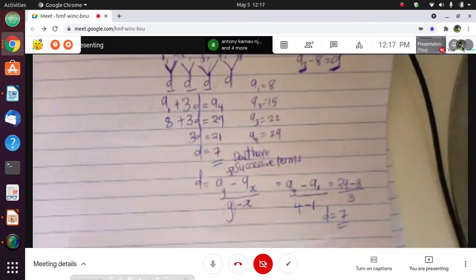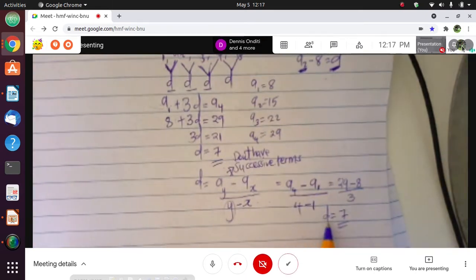Nafuatilia. Tumeelewana? Acha tutaona an example tukiendelea.